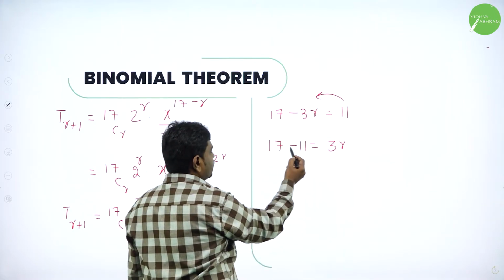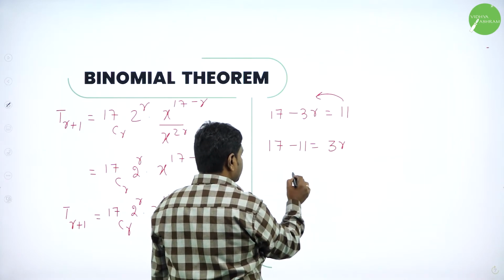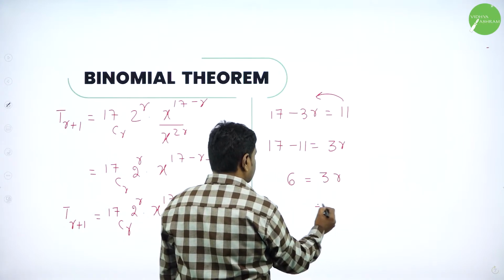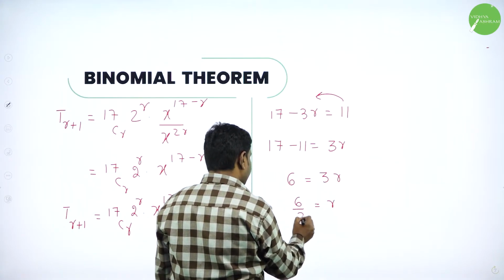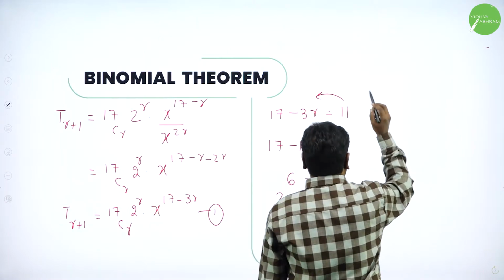Okay, now continue. 17 minus 11 is equal to 3r. So 17 minus 11 gives you 6. 6 is equal to 3r. What is r? r is 6 by 3. That is, 3 twos are 6. r is 2.